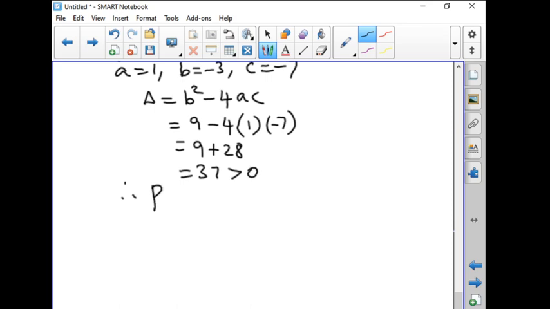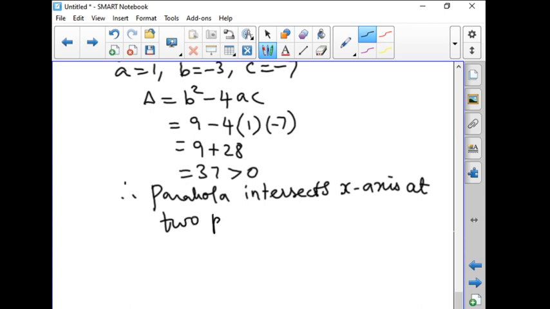Therefore, parabola intersects x-axis at how many points? 2 points. If delta is greater than 0, it intersects at 2 points. Less than 0, it does not meet x-axis.